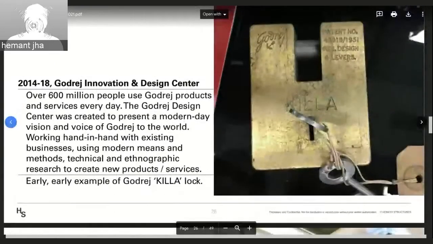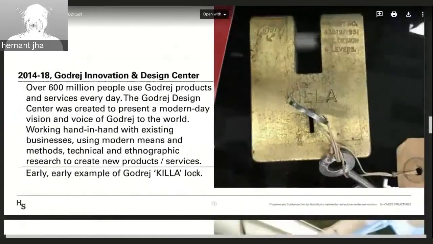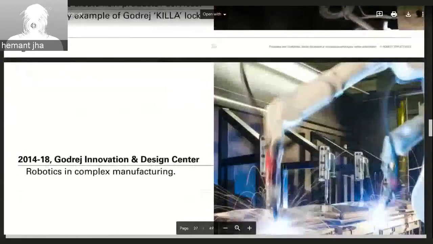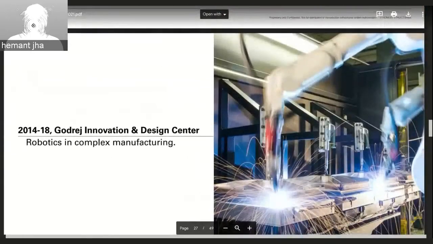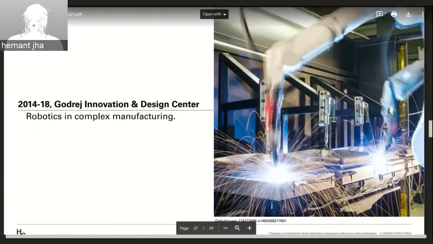Moving on from there, I was asked by the Goldswitch family to come and establish the Goldswitch Design Center, and I was there from 2014 to 18. Goldswitch, as you know, as a company, everybody uses Goldswitch products. I mean, everybody has something or the other, right?